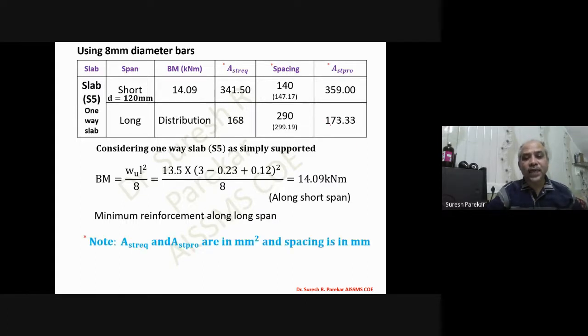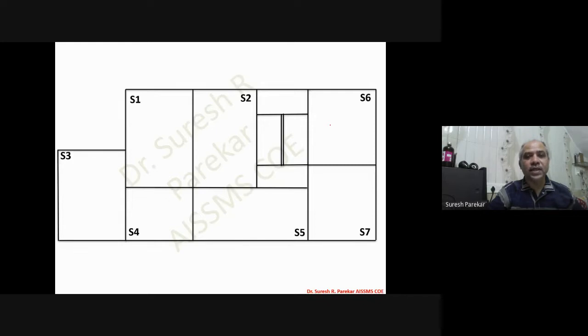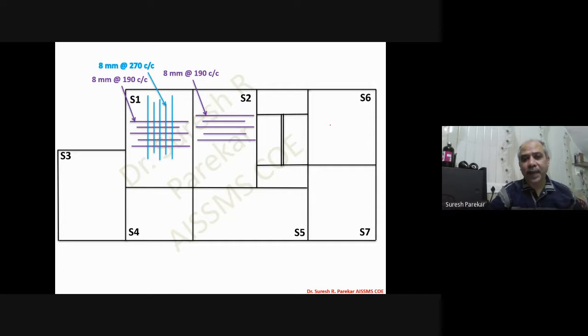Likewise we have shown this in the plan, so you have to show it in the plan. I have drawn it in smaller dimensions; you have to go for larger dimensions so it can be seen very clearly. So you can see this is 8 at 190 center to center, and then this is 270 center to center. So these are span moments. I have shown here the span moment, so 190, then we have 270.